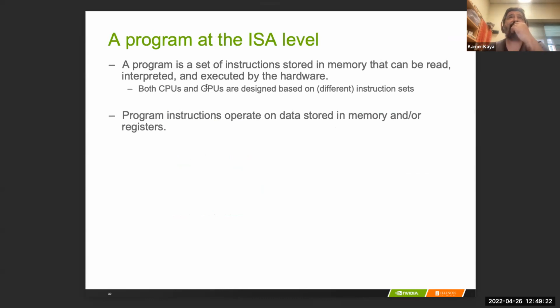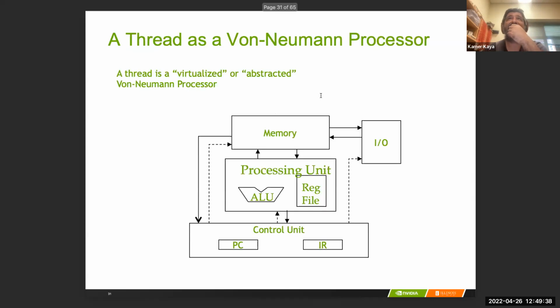A program is a set of instructions stored in memory that can be read, interpreted, and executed by the hardware. Both CPUs and GPUs are designed based on different instruction sets. Program instructions operate on data stored in memory and on registers. We already saw these things. And this is a thread as a von Neumann processor. This is the processing unit, this is the memory, this is the control, and this is the IO. You already know this architecture from the basic pictures that we saw.